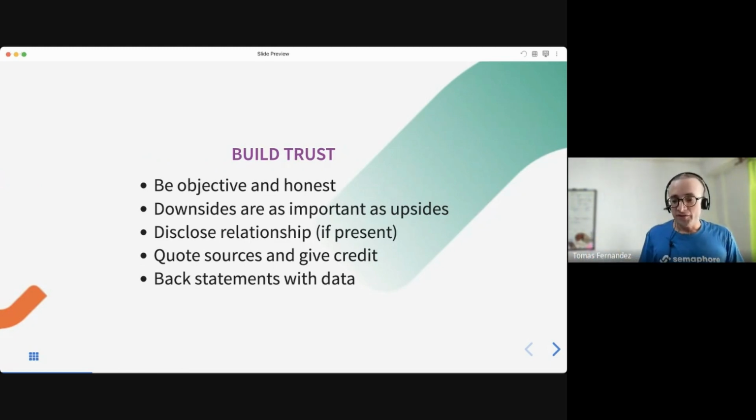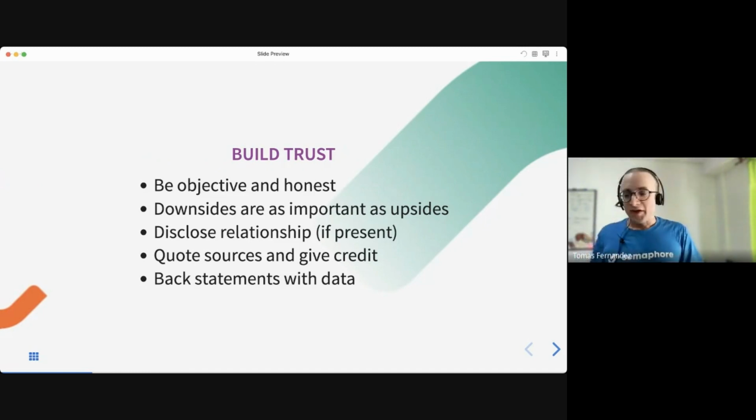Another way of building trust: if you are getting paid and promoting something, it should be clear that you got paid for it, or that there's some work relationship, if you are sharing your articles on Reddit or in any other places. And if you can back everything you say with some data, with some sources, that also is a good way of building trust.